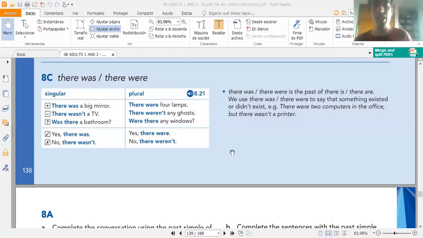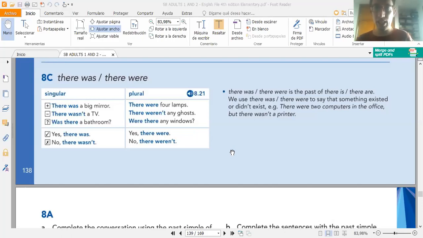There wasn't a TV. When you want to form a negative sentence, there wasn't a TV. There weren't any ghosts, right? Was there a bathroom? And the answer is yes, there was. No, there wasn't. Were there any windows? Yes, there were. No, there weren't. So you have a question there with a short answer, right?